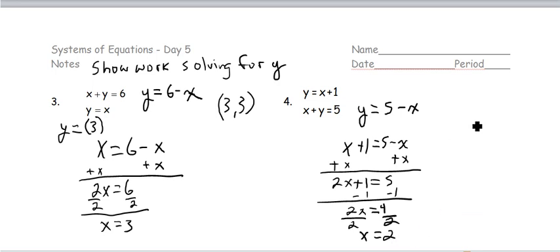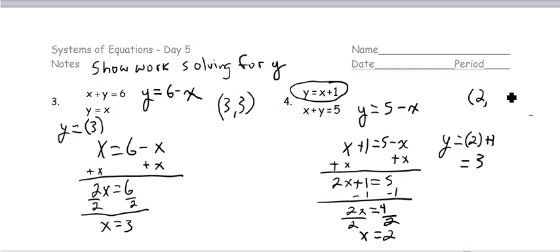So my final answer will be up here, 2 something. So now I'm going to plug this in. I want to find out what y equals. Y equals, in place of x, I'm going to put in my 2 plus 1, plus 2 plus 1 equals 3. So the combination 2, 3 works for both of those.